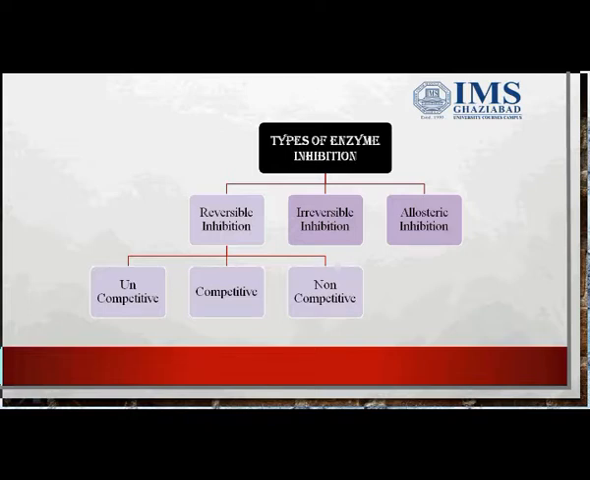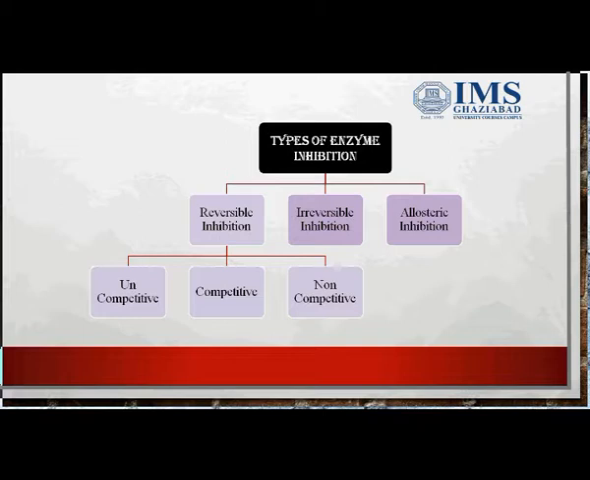Irreversible inhibitors react with the enzyme and change it chemically. They modify the key amino acid residue needed for enzyme activity, so product will never be formed and it will result in a dead-end complex. In allosteric inhibition, inhibitor molecules bind at a site other than the active site and decrease the catalytic activity of the enzyme.